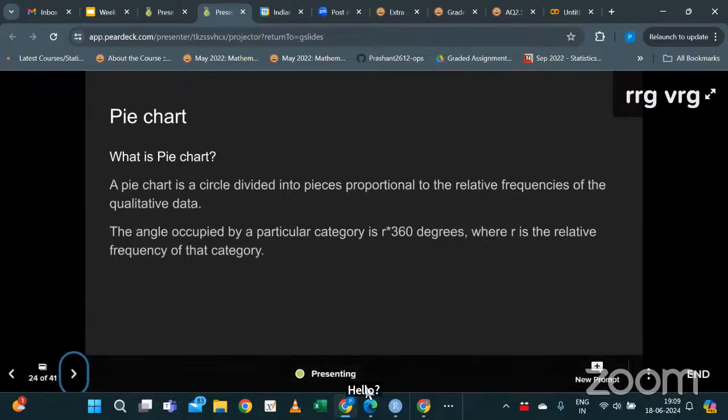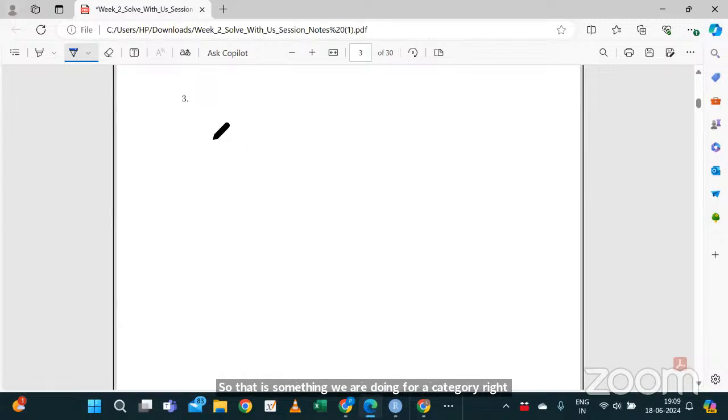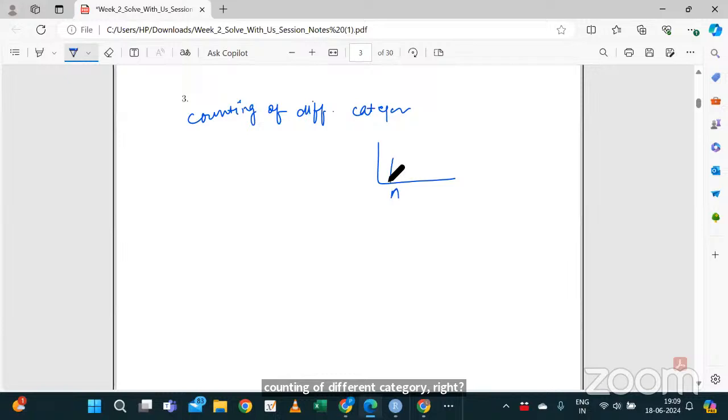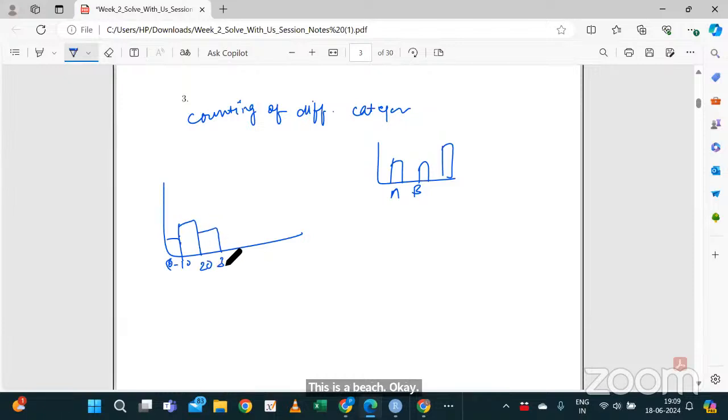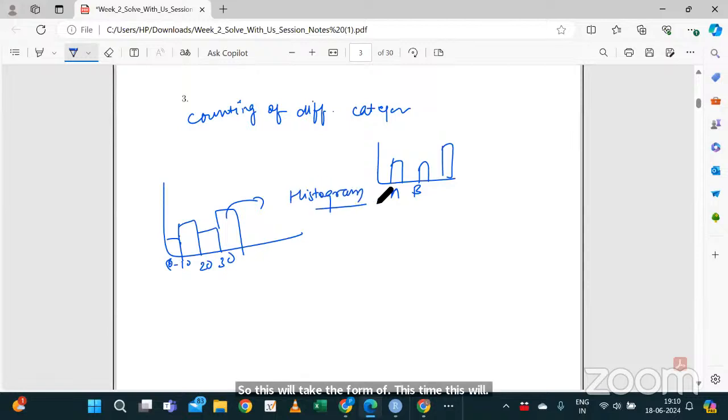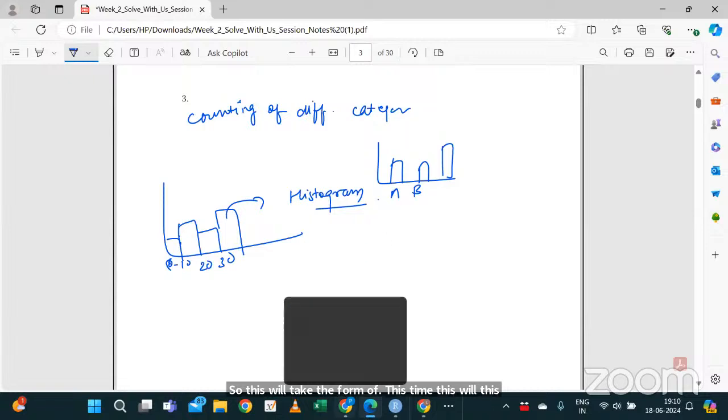Here we are talking about counting of different categories in a bar chart. So we'll do, let's say, category A, then category B, and the bars will be separate. And suppose this is 0, this is 10, these are the bins. So bars will be like this, then 10 to 20, suppose these are marks, then 20 to 30. So this will take the form of a histogram. This kind of thing we'll see in week 3. Is this clear, right?